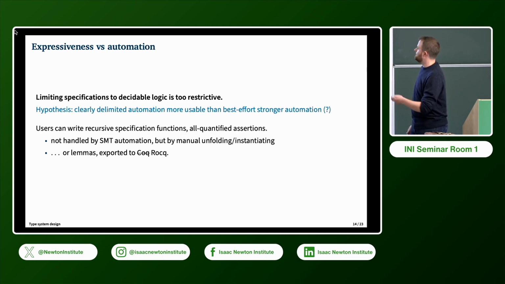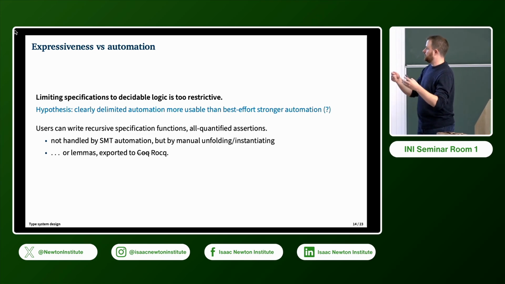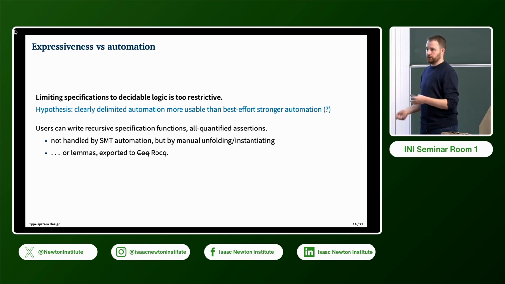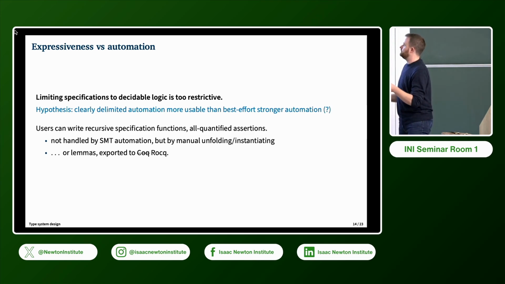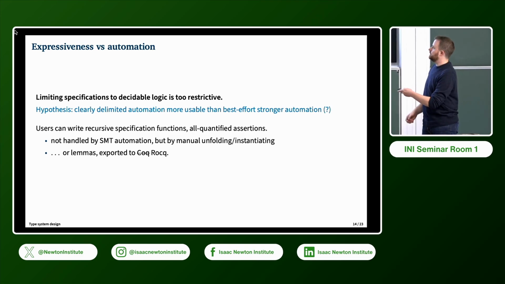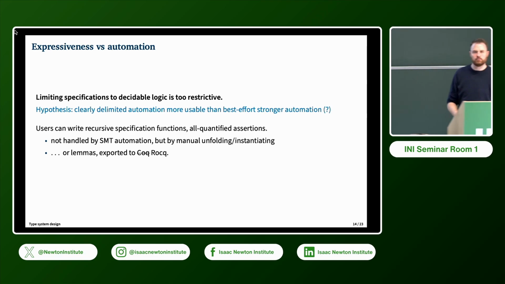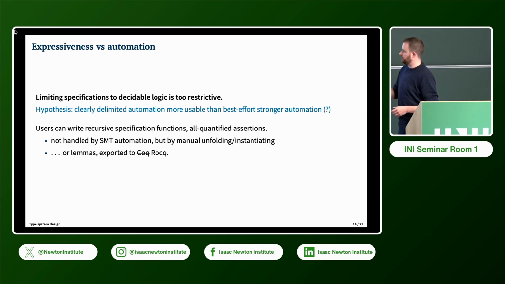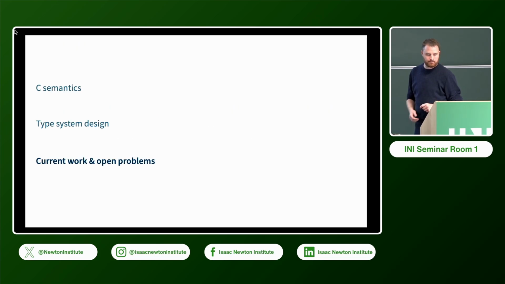We're exploring that. In detail, that means users can write recursive specification functions and quantified assertions that easily get you outside the decidable fragment. Those are not handled by the SMT automation, but the user has to then do manual unfolding of recursive functions, quantifier instantiation, or, when inductive reasoning is needed, lemmas that can be exported to Rocq. I probably won't have time. I had an example of this on the slides, but I can show you offline if you're interested. So that's the type system design.